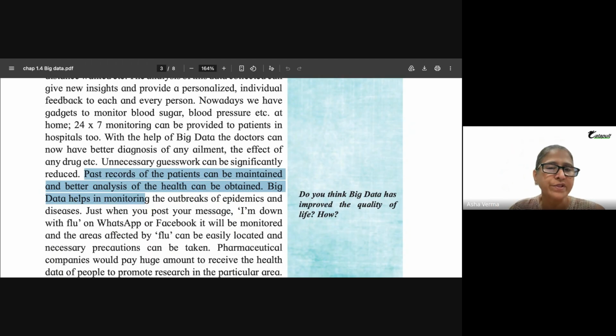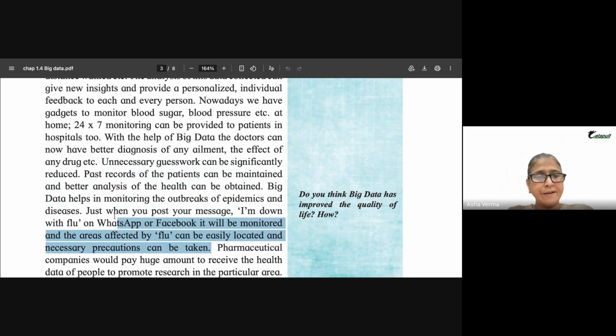Just when you post your message, "I'm down with flu," on WhatsApp or Facebook, it will be monitored and the areas affected by flu can be easily located and necessary precautions can be taken.